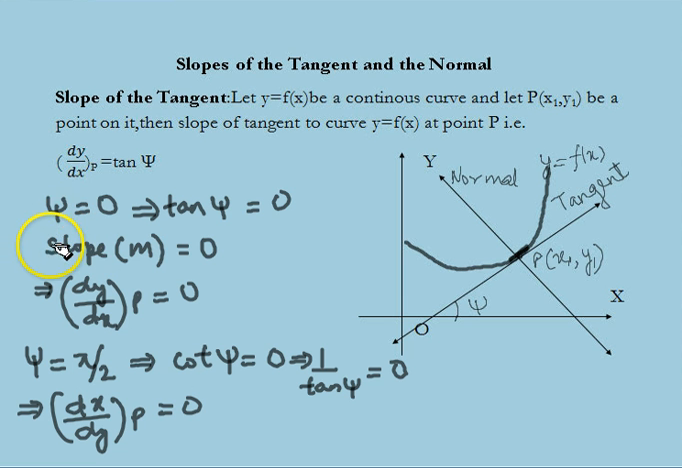Thus, if the tangent is parallel, then psi equal to 0, and thus we have the slope of that tangent equal to 0. And if psi is equal to pi by 2, that means the tangent is perpendicular to the x-axis, then dx by dy at point P is equal to 0.